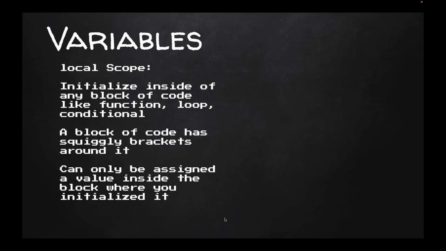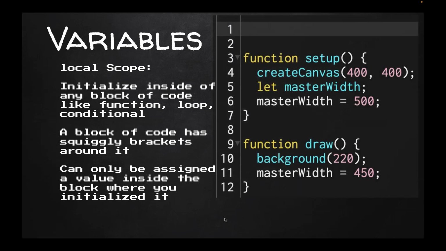Okay. Now, a local scope means that we initialize inside of a block of code. Now, we've already seen some examples of functions. We haven't learned conditionals yet. Loops is not something that we really cover in this class, but any block of code, a piece of code that does something by itself, okay? So a code block, we always can see them because they're always going to be in pairs with the squiggle brackets. So see here, we have initialized the variable masterWidth. Now that is inside of this code block, okay, right here.